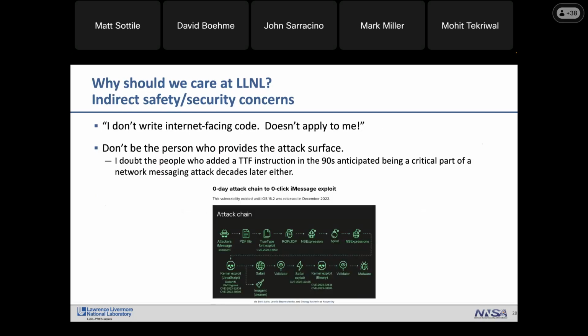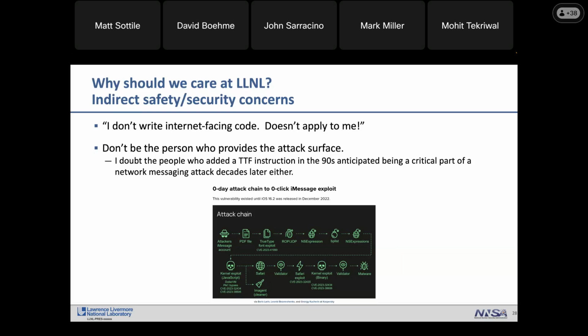So I've heard people say, I don't write internet facing code. It's not network code. It doesn't apply to me. The problem is you don't want to be the person who's provided the attack surface for somebody else. Every component in the system is something that an adversary or a bug may use to do something unexpected. And this complicated attack that was publicized in the last month or two on iOS devices ended up going through huge numbers of software components. And I really doubt that the people who put this instruction in the TrueType font library in the 90s anticipated that they would be a critical component of a network-based attack later on.